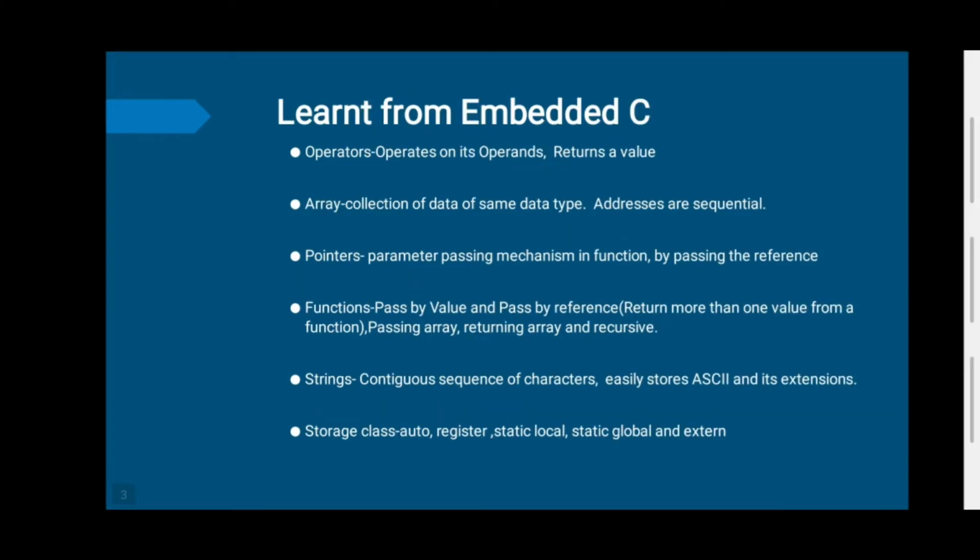Learn from embedded C. Operators operate on their operands and return a value. Array: a collection of data of the same data type, with sequential addresses. Pointers: a parameter passing mechanism in a function by passing the reference. Functions: pass by value and pass by reference.